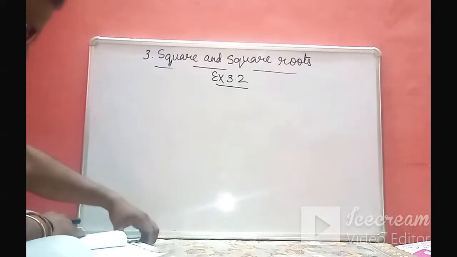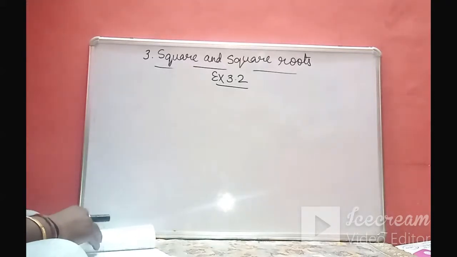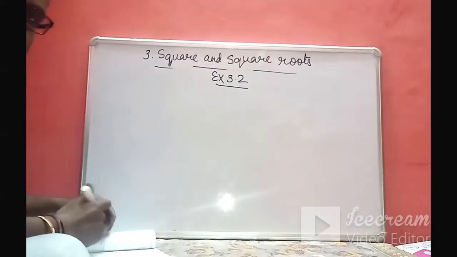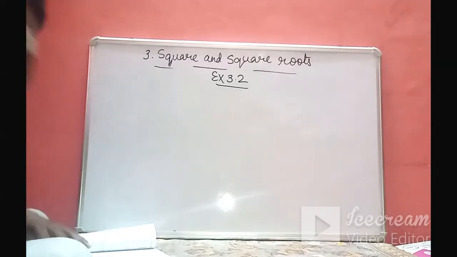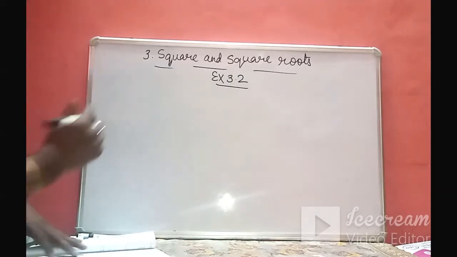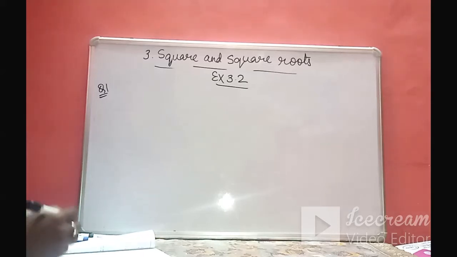So far we have discussed the properties of squares and square roots. Now we will see how to find the square root of numbers by using the prime factorization method. Okay, so today we will discuss exercise 3.2. So let's see question number 1. We have to find the square root of each of the following by the prime factorization method.